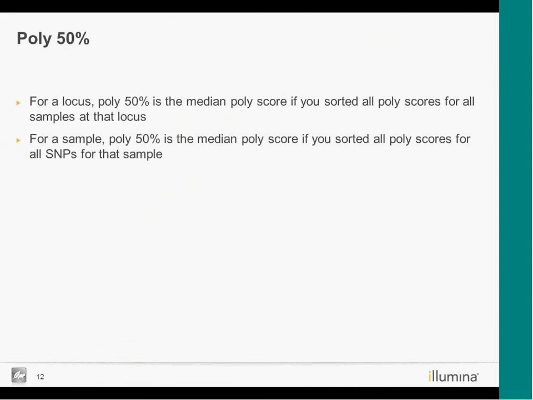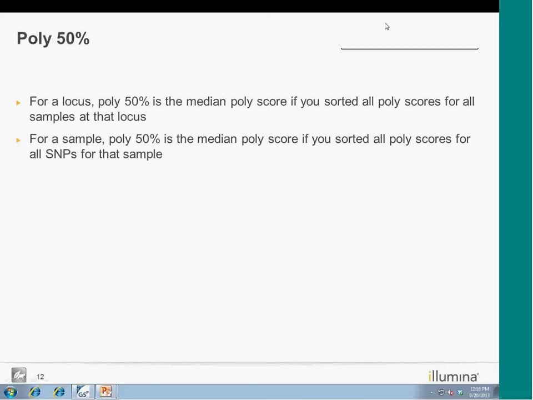And just to go over a few definitions and to conclude the presentation: for a locus, Poly 50% is the median PolyScore if you sorted all the PolyScores, and these are the relative confidence scores, for all samples at a single locus. For a sample, the Poly 50% is the median PolyScore if you sorted all PolyScores for all SNPs for that sample.